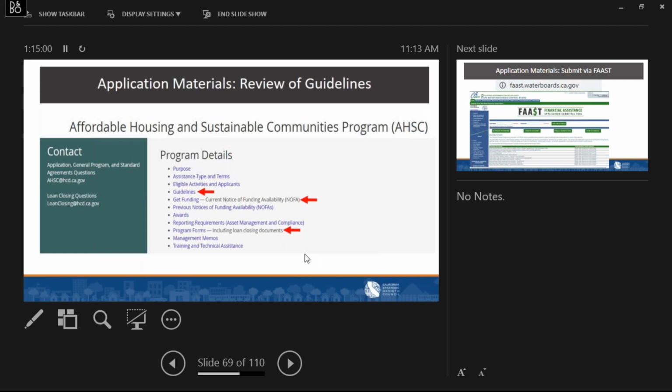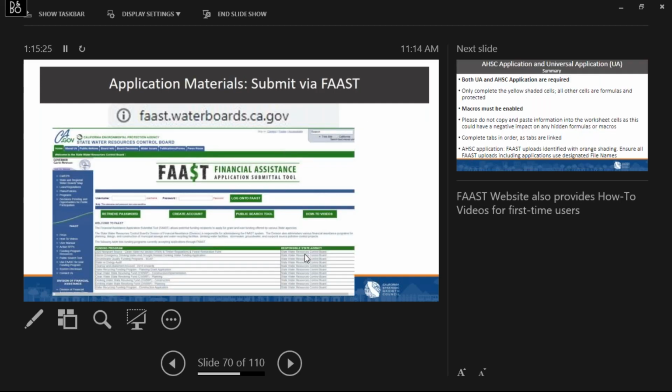And also to mention, obviously, the AHSC application can be found on this webpage. It's worth noting too that there are 2 workbooks that you'll have to be submitting as part of this AHSC total application. So that includes the AHSC specific workbook, but also the HCD general application or the universal application. So both are required of AHSC. In order to submit your application materials, you'll have to create an account or use your existing account on the FAST website. As I mentioned, you can go to the SGC webpage in order to get instructions on how to access FAST, where you can also see all previous applications to the program.